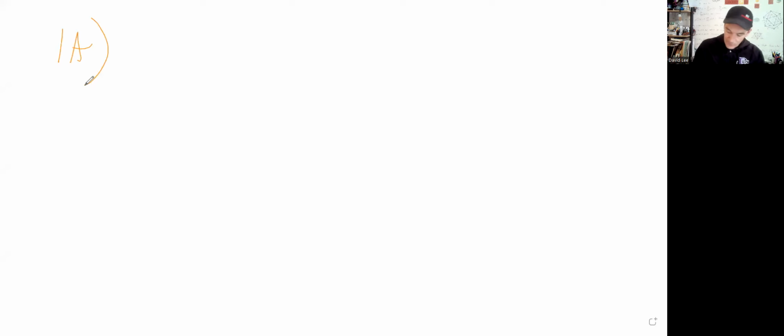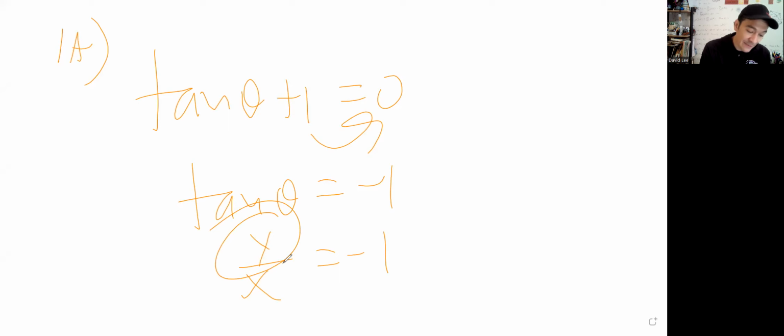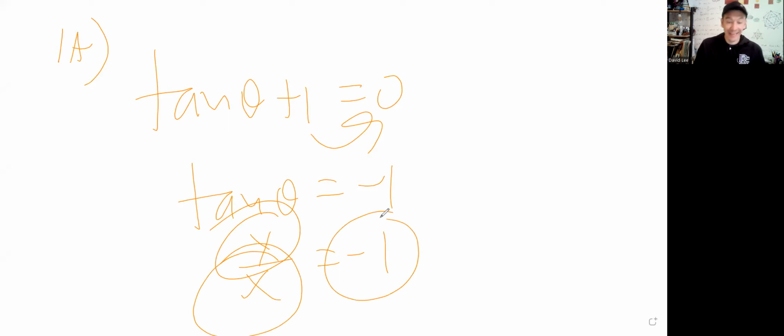1a. So we have tangent theta plus 1 equals 0. Subtract the 1. So now we have tangent of theta equals -1. Now we recall that tangent could be looked at as y over x. So where on the unit circle, if you take a look at your unit circle, where can you go so that the y coordinate divided by the x coordinate equals -1?